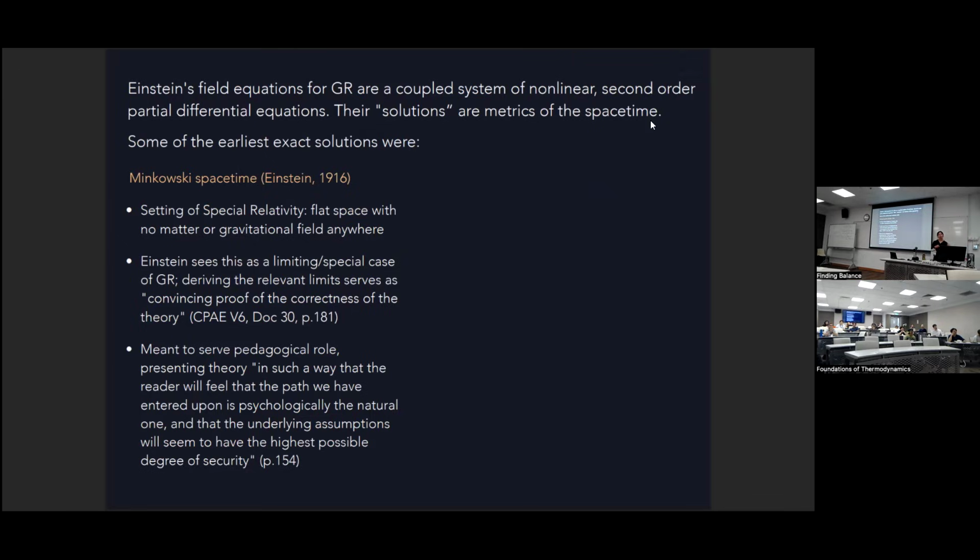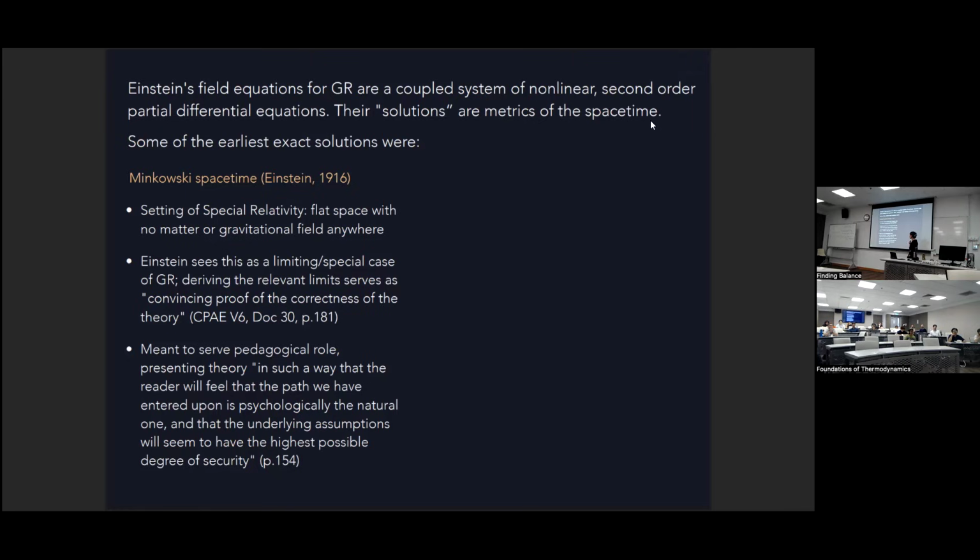And he sees that deriving the relevant limit serves as a kind of convincing proof of the correctness of the theory. So if you don't get this in the limit, you might be more skeptical about the theory. That's the kind of intuition there. And when he's talking about this, he really thinks that it's meant to serve a kind of pedagogical role to get you on board with the theory.